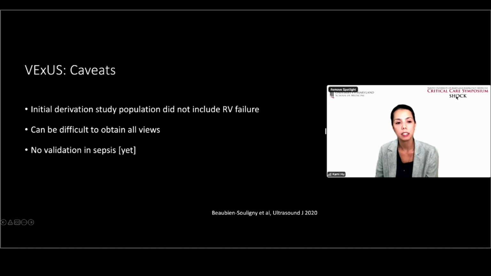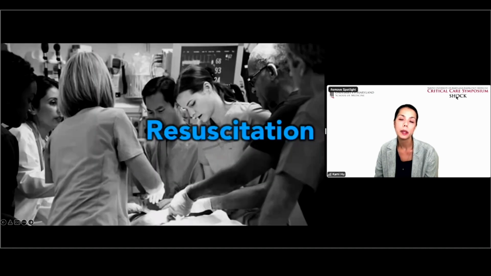Caveats to the VEXUS scan: the derivation population didn't include those RV failures, patients in whom we would presume the IVC might be plumper due to higher right atrial pressures. It really works best if you can get all of the views, and we know that ultrasound can be limited in some patients. If they're particularly tachypneic, it may be hard to get a good pulsatile wave. Body habitus can be difficult. And there has not been any specific derivation in sepsis patients just yet.